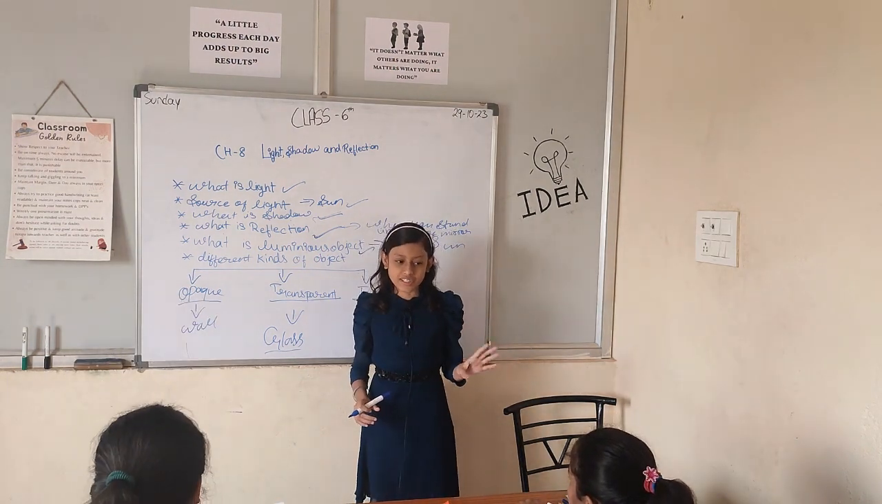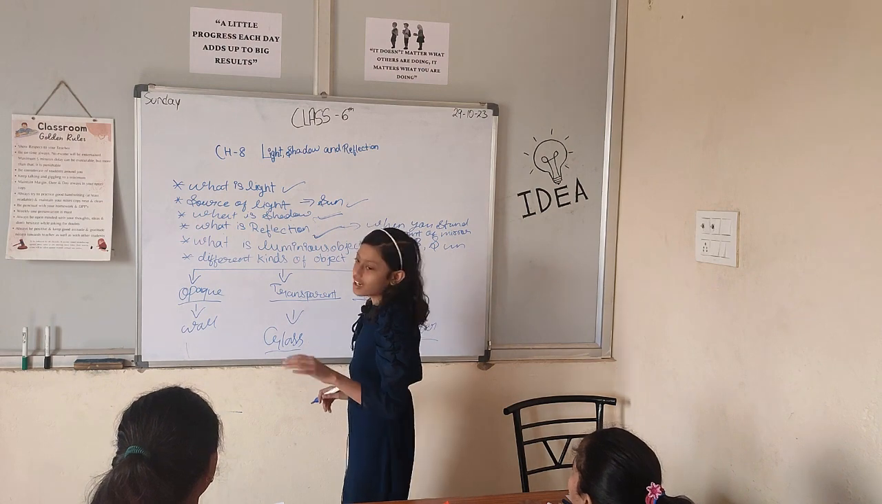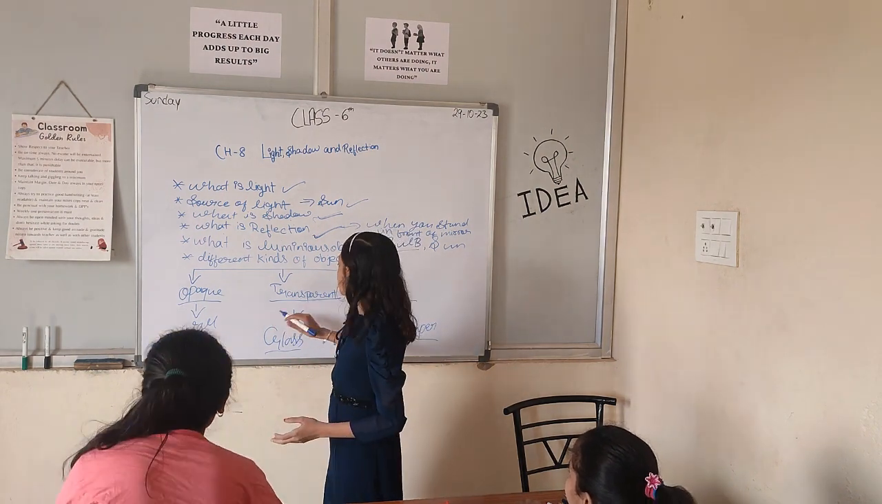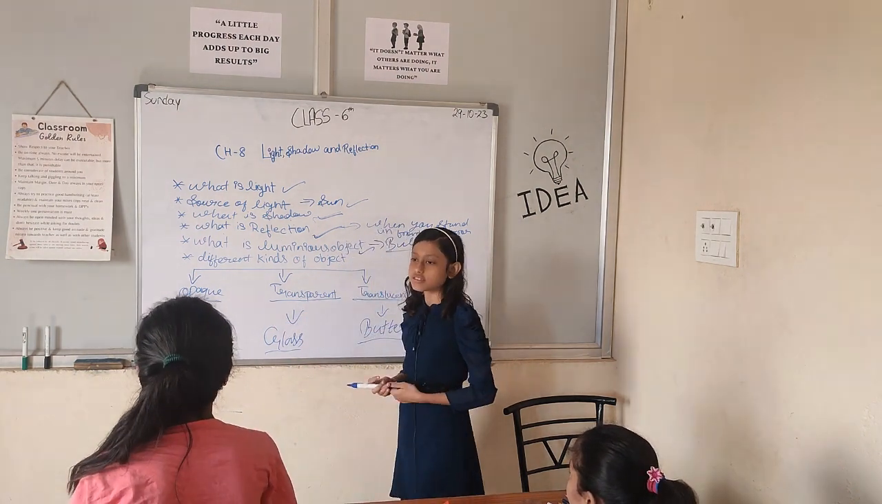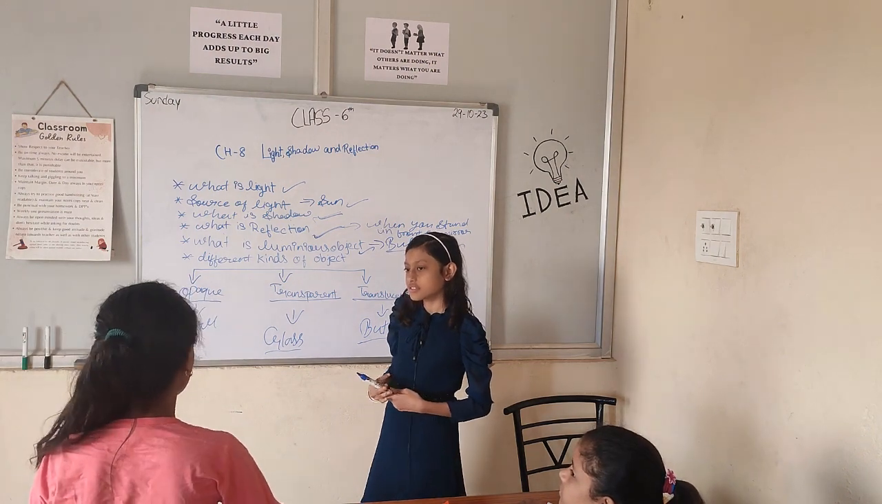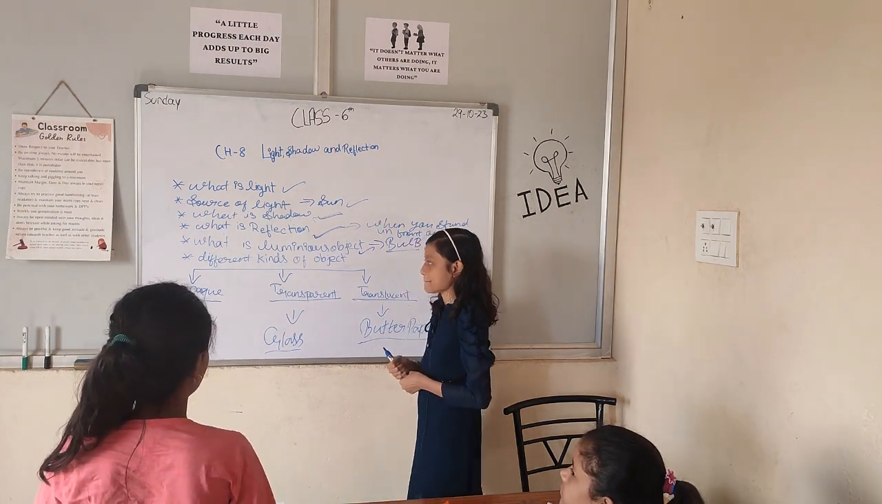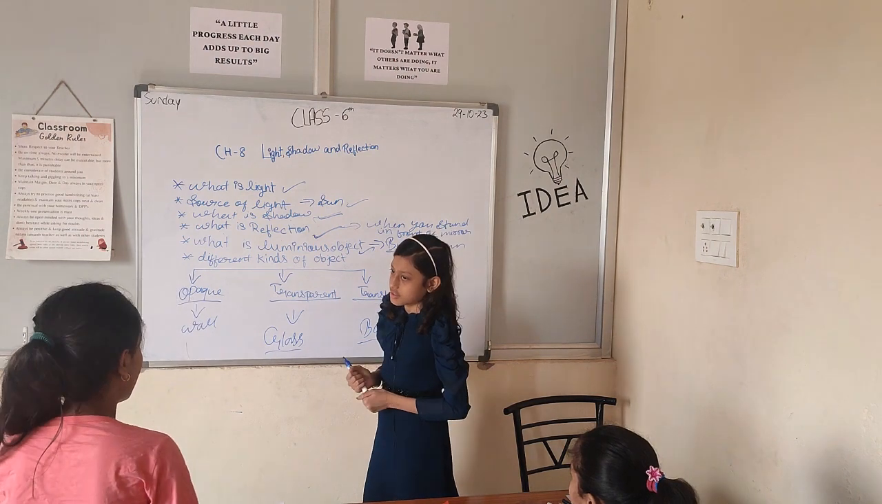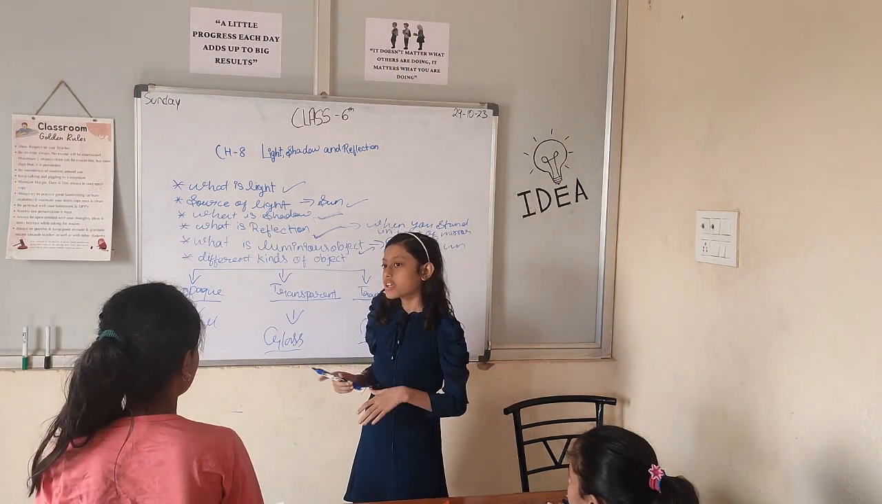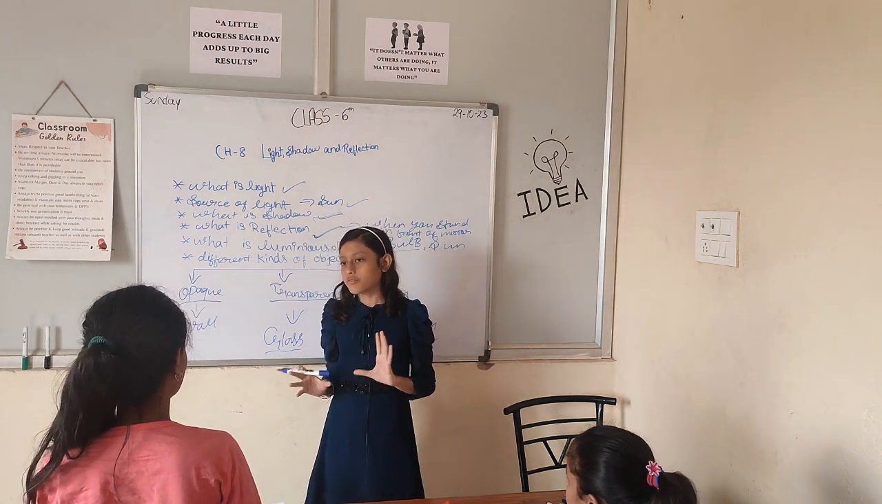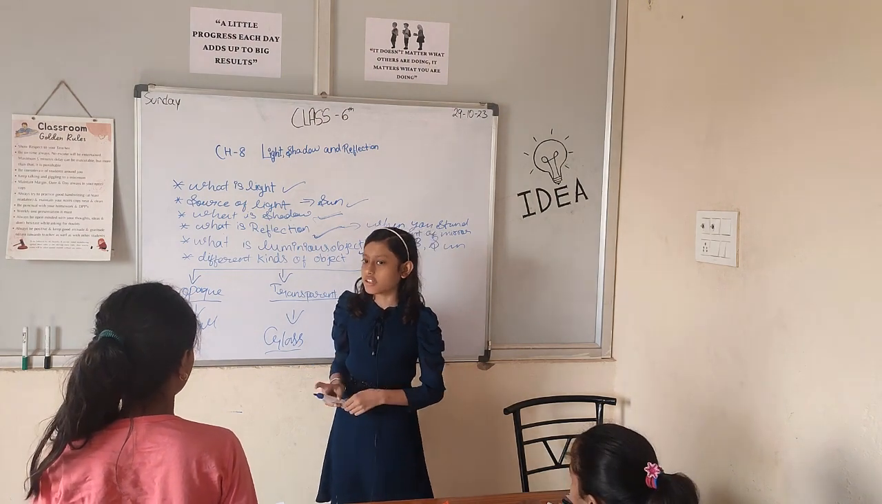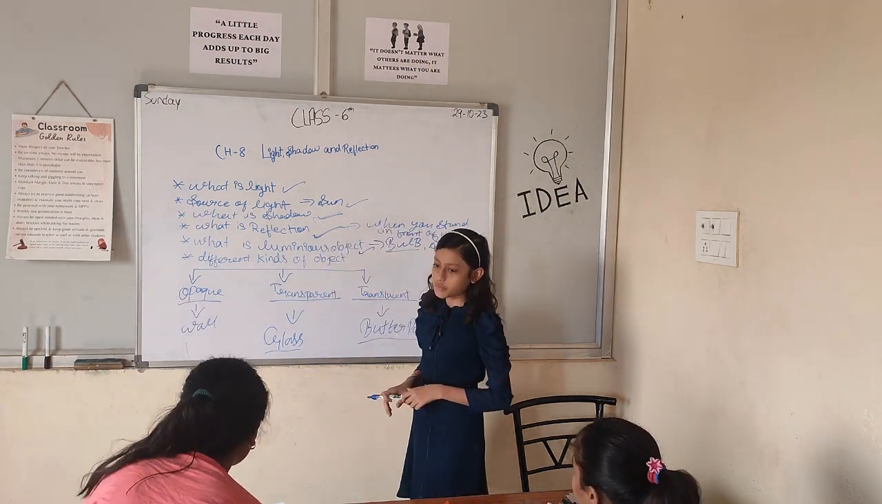Okay, so now I'll ask you some questions. Avni, can you tell me what is a transparent object? We can see through it, like a window and glass. Can we see through it clearly or faintly? Clearly. Very good. Okay, thank you. Sit down.